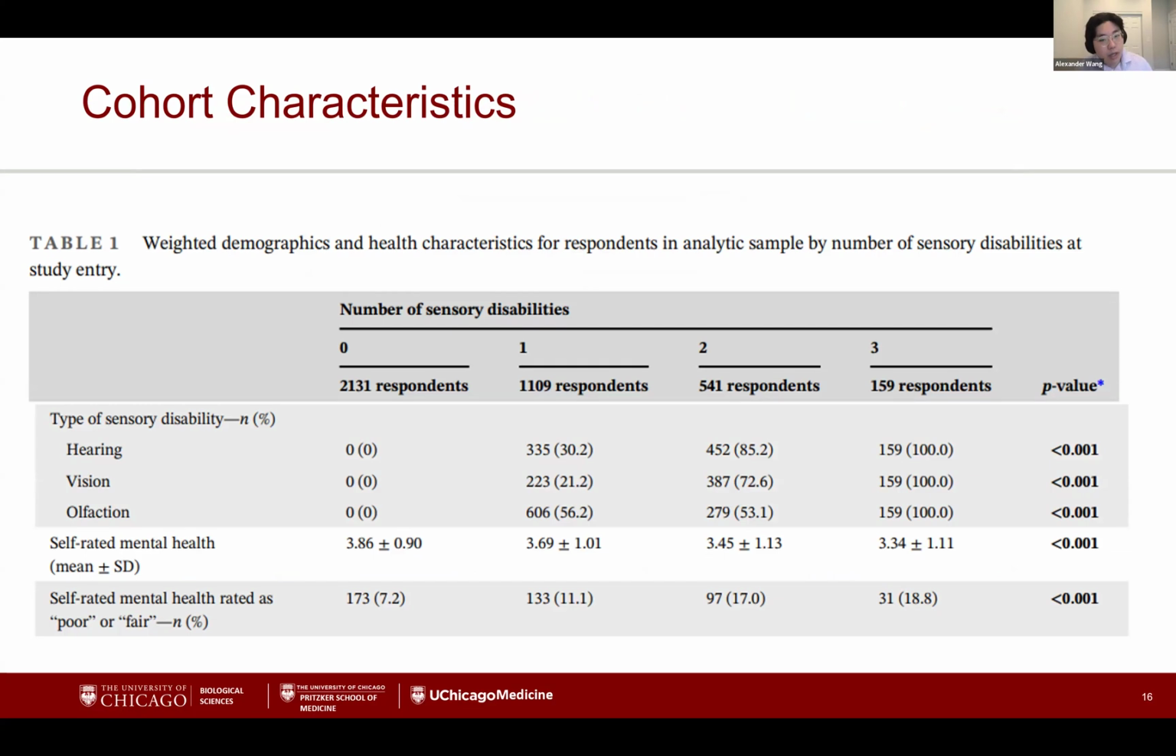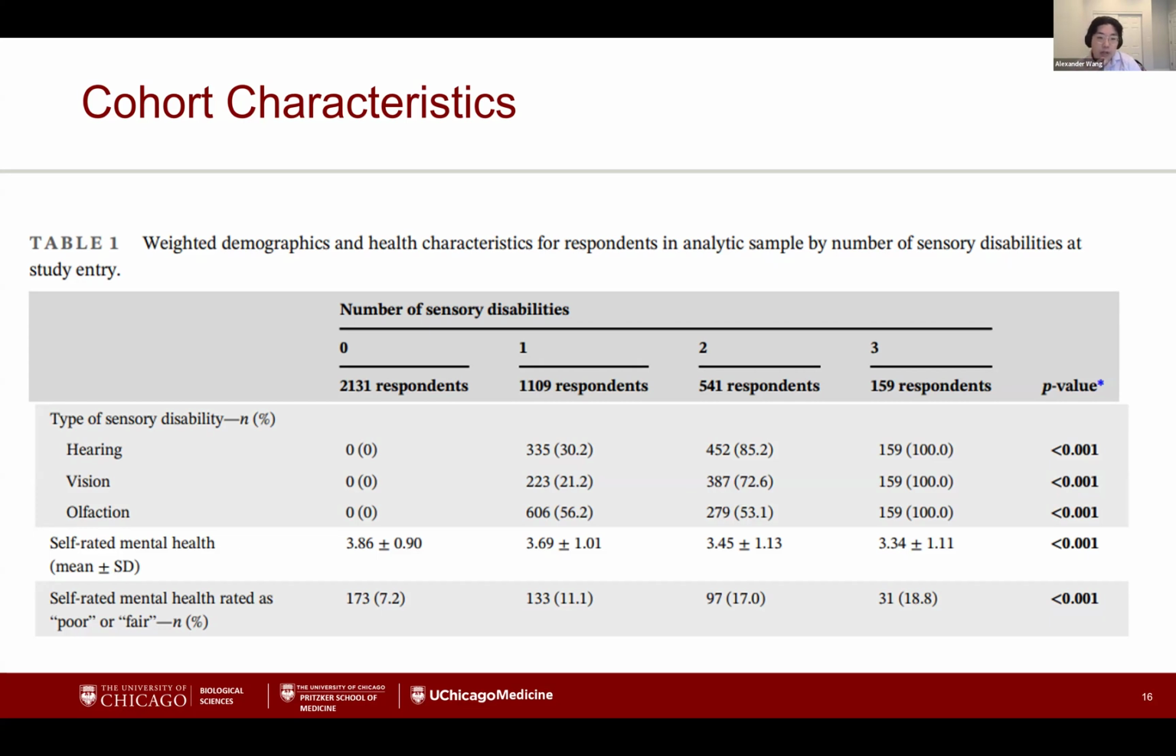This is a splicing of what the cohort characteristics are. We divided the cohort based on the number of sensory disabilities that they had, with participants with 0 disabilities on the left, and then 1, 2, and then 3, moving from left to right. If we look at just the number of sensory disabilities, a lot of people were characterized as having no sensory disabilities, and then there was about 1,000 with 1, 500 with 2, and about 150 with 3. If we look at the prevalence of each type of disability, olfaction is the highest singular sensory disability, but when we get to 2 and 3 sensory disabilities, hearing and vision have a pretty significant jump up.